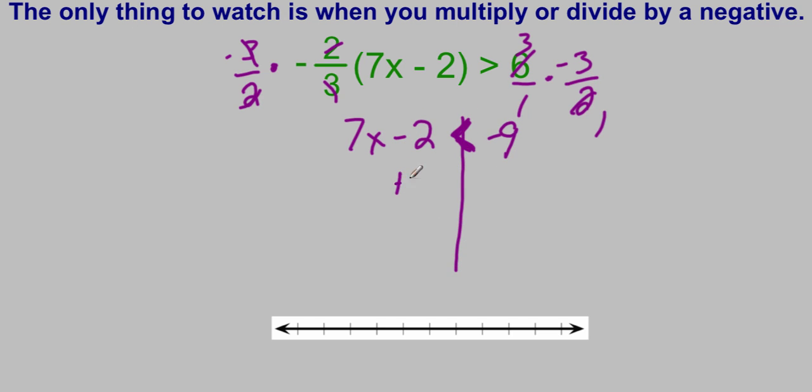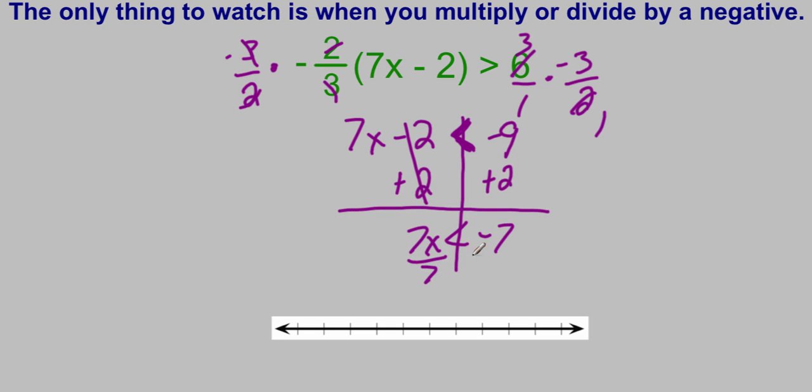They subtracted 2, so I'm going to add 2 to both sides. And it's okay if you change that to adding the opposite. You are left with 7x is less than negative 7. You're dividing both sides by 7, so x is less than negative 1. So you divided by a positive number, so you're not going to switch your inequality symbol again. It's going to stay less than.